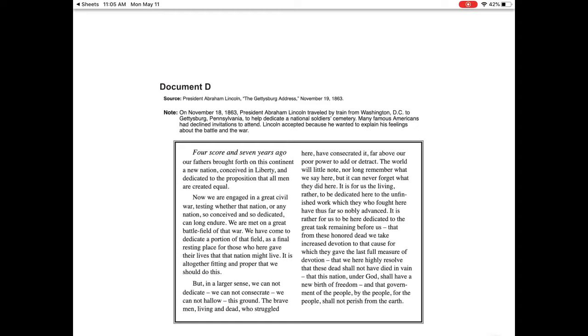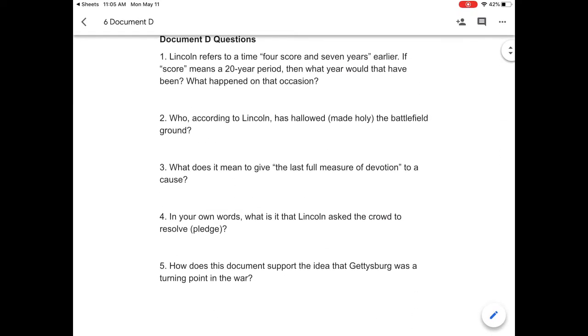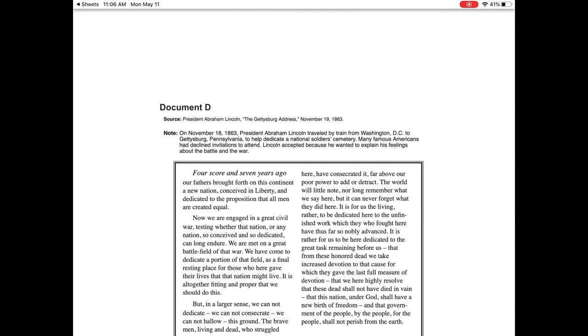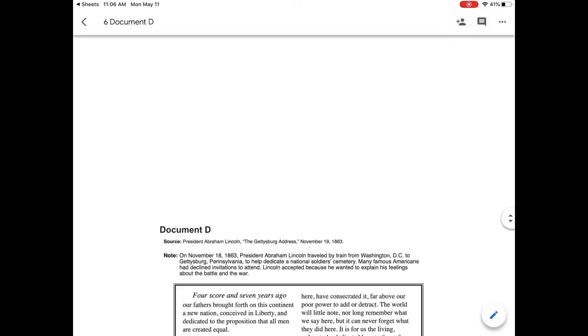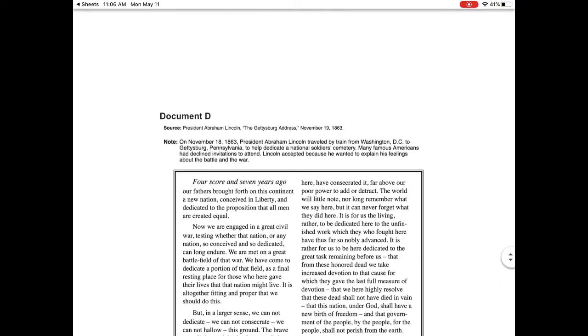There's thousands of wars that have been fought in hundreds of thousands of locations all around the world. But in America, we have chosen to preserve some battlefields and to put memorials there and honor the people who died. What does it mean to give the last full measure of devotion to a cause? Okay. So, the last full measure, giving it all, every part, giving 100%, 110%, right?